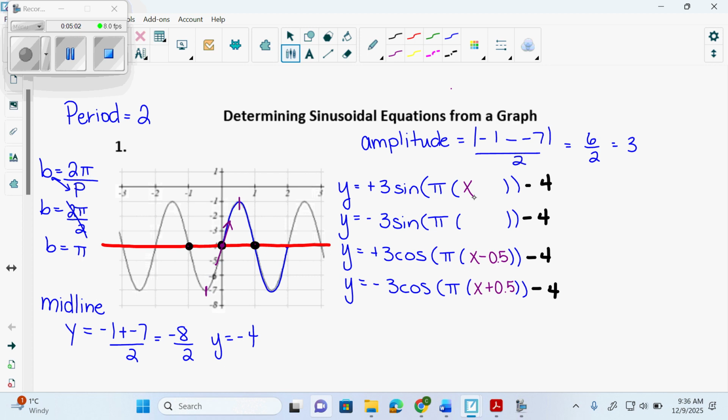So if I were to pick a graph for this one, if I got to pick an equation when it was my choice, I would pick positive sine because it has no C value.